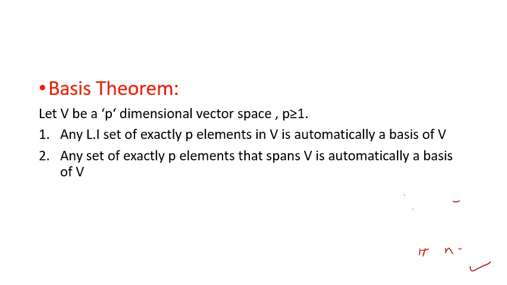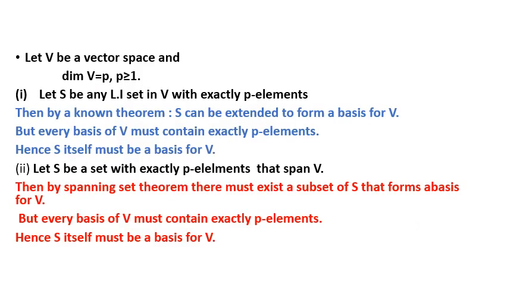So again, let us look at the statement. If V is a p-dimensional vector space, the dimension of V is equal to p, then any Li set with exactly p elements is automatically a basis of V. In the same way, any set of exactly p elements that spans V is automatically a basis of V. Let us prove this. Let V be a vector space and the dimension of V is equal to p, that is p greater than or equal to 1.